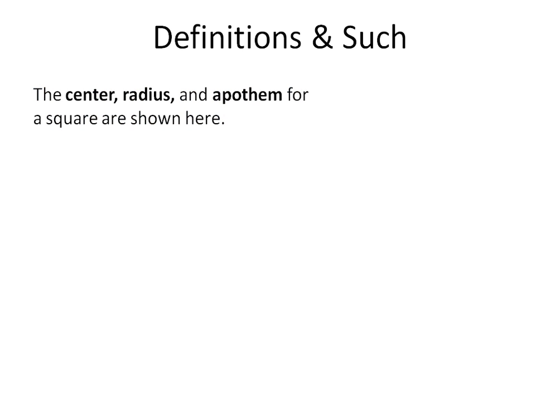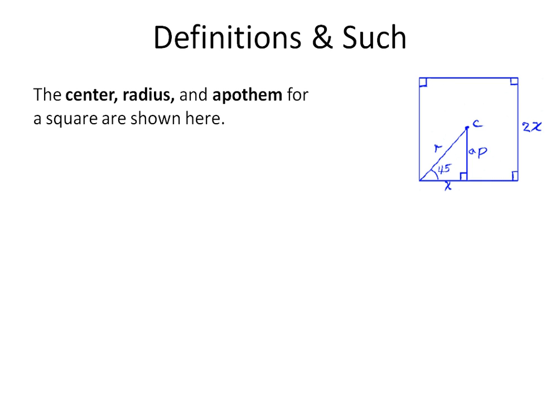The center, radius, and apothem for a square are shown here. If you remember, we talked about this in the previous lesson. They're not going to repeat the definitions each time, but they are going to use the definitions to actually achieve what we're looking for so that we can see the items in each one of these.